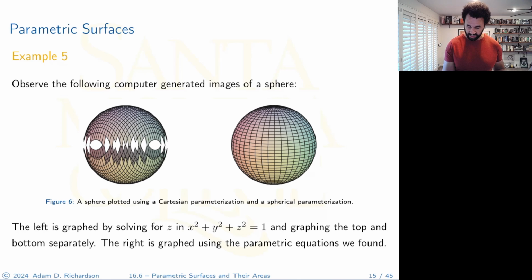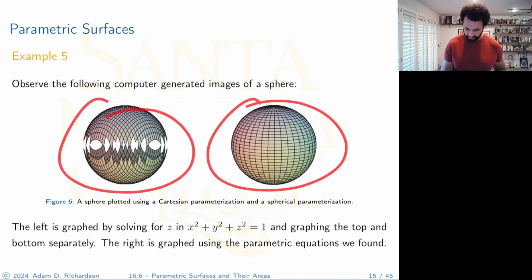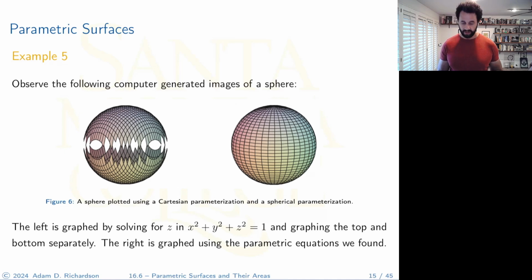So look at these two images right here of a sphere. Both of these are generated by computer. This image is generated by solving for z in this equation of the unit sphere, and then graphing the top and the bottom separately. So quite literally, if you solve this equation for z, you're going to get two. You're going to get one for the top, when z equals the square root of 1 minus x squared plus y squared, and then the bottom, which is negative square root of 1 minus x squared plus y squared, right?